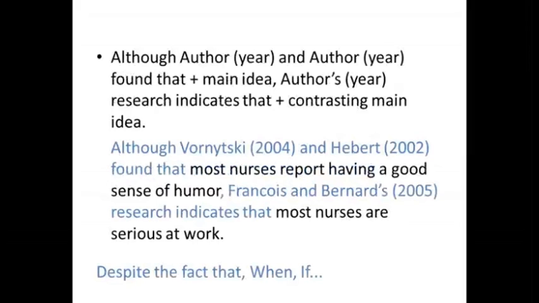Another way we could represent this contrast, besides while, here's another example of while, is by using although. So you might say, for instance, although Vernadsky and Hebert found the nurses report having a good sense of humor, comma, this contrasting source by Francois and Bernard, their research indicates that most nurses are serious at work. In the place of although, you might use phrases like despite the fact that, when, or if, but using the same sentence structure to indicate the contrast between different sources.